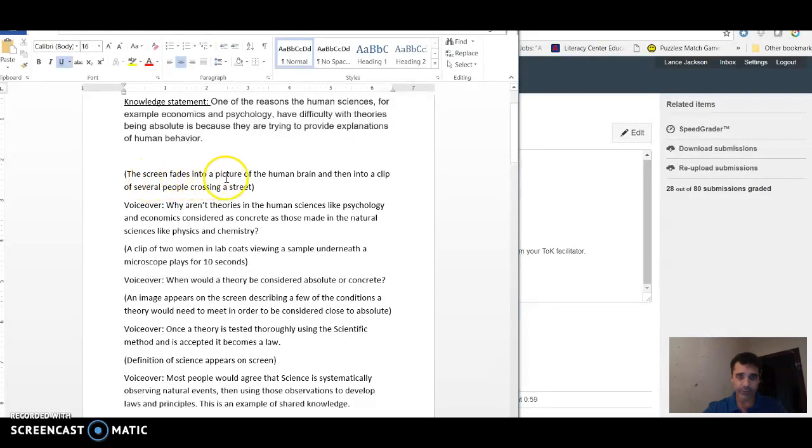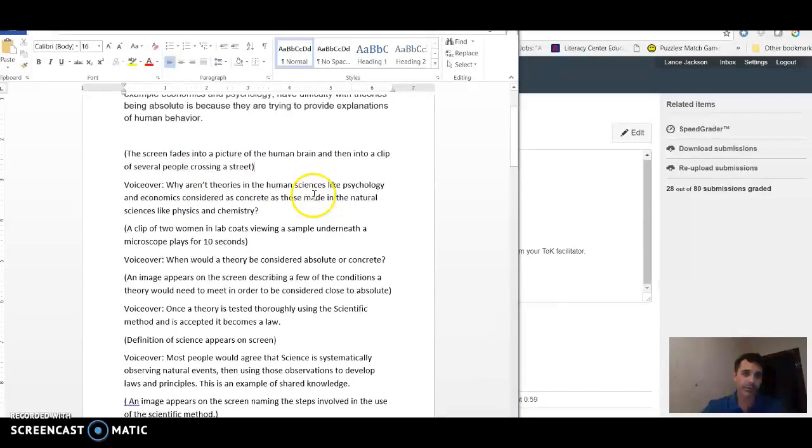So the screen fades into a picture of the human brain and then into a clip of several people crossing a street. How could she have gotten 10 out of 10? If this was a she, might have been a he. Well, maybe an image there of the human brain and several people crossing the street. Show that little bit of extra attention to detail.